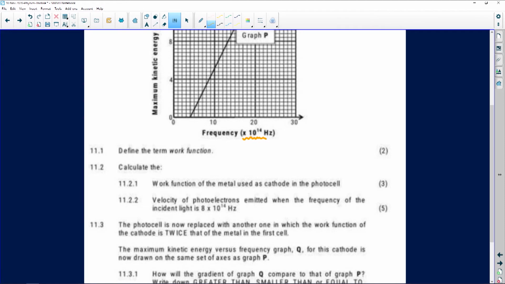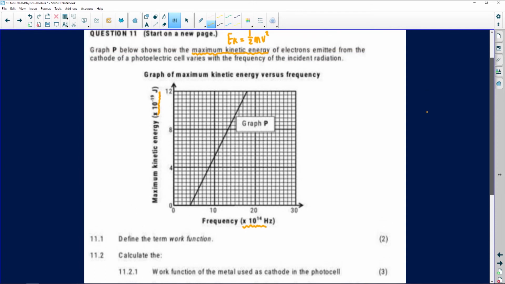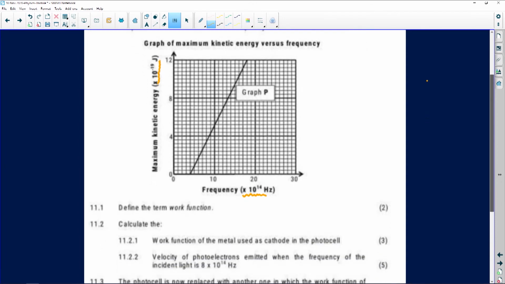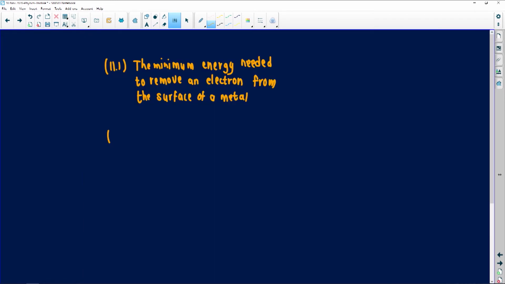The next one says we need to calculate. We must calculate the work function of the metal used as a cathode in the photocell. I can see I've got my frequency, I've got my maximum kinetic energy, and I need to find my work function. This one's actually pretty simple, because remember, we've got so many constants in physics that you can actually rely on. Let's start with the formula first. Remember, work function is represented by W0. We can say W0 equals h f0. Remember, h is Planck's constant. You find that on your formula sheet.